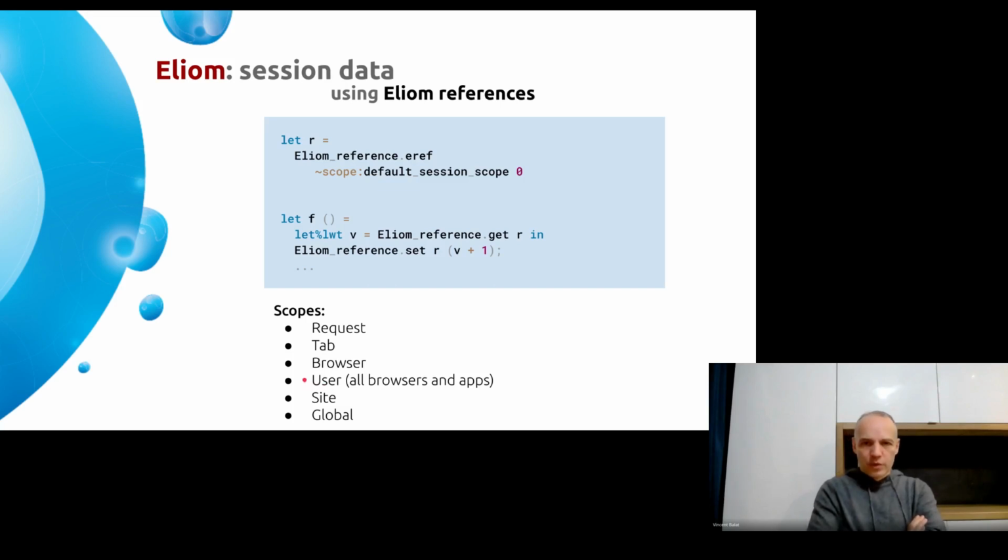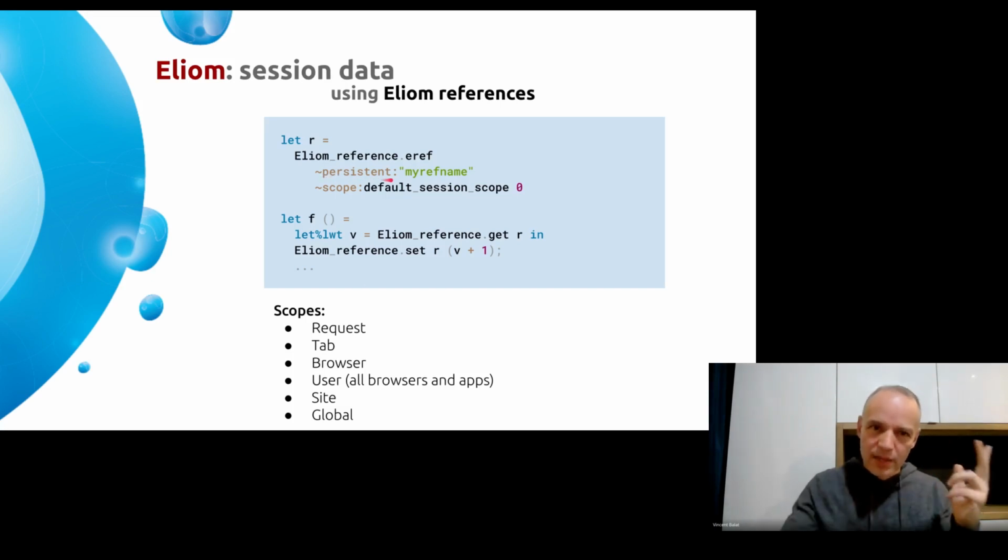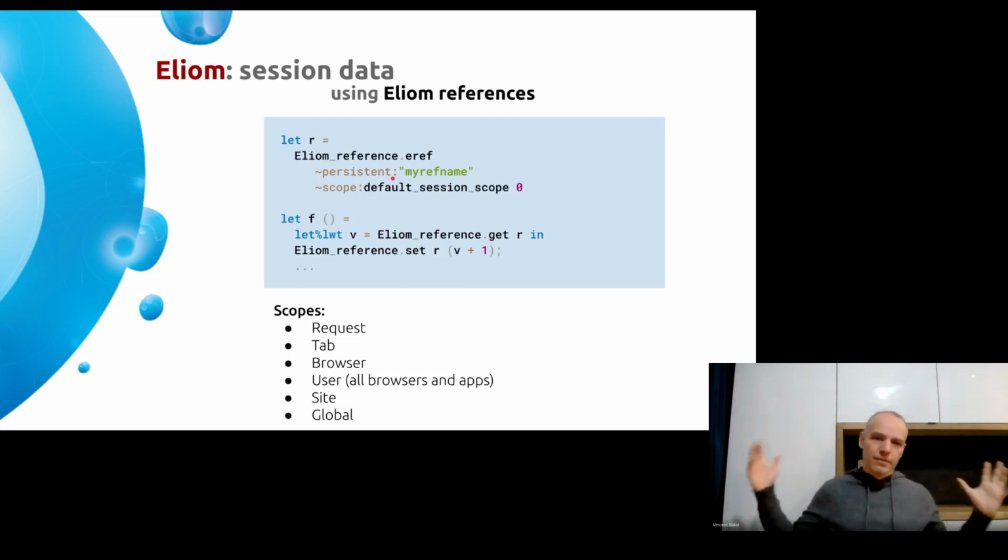We also have scope site, which means one subsite of your server, or global for the whole server. Global is equivalent to usual OCaml references, but with a difference, which is that all these references for all these scopes can be made persistent by adding an optional parameter. Persistent reference will survive after restarting the web server. So you can see that this is both very simple to use and very powerful.